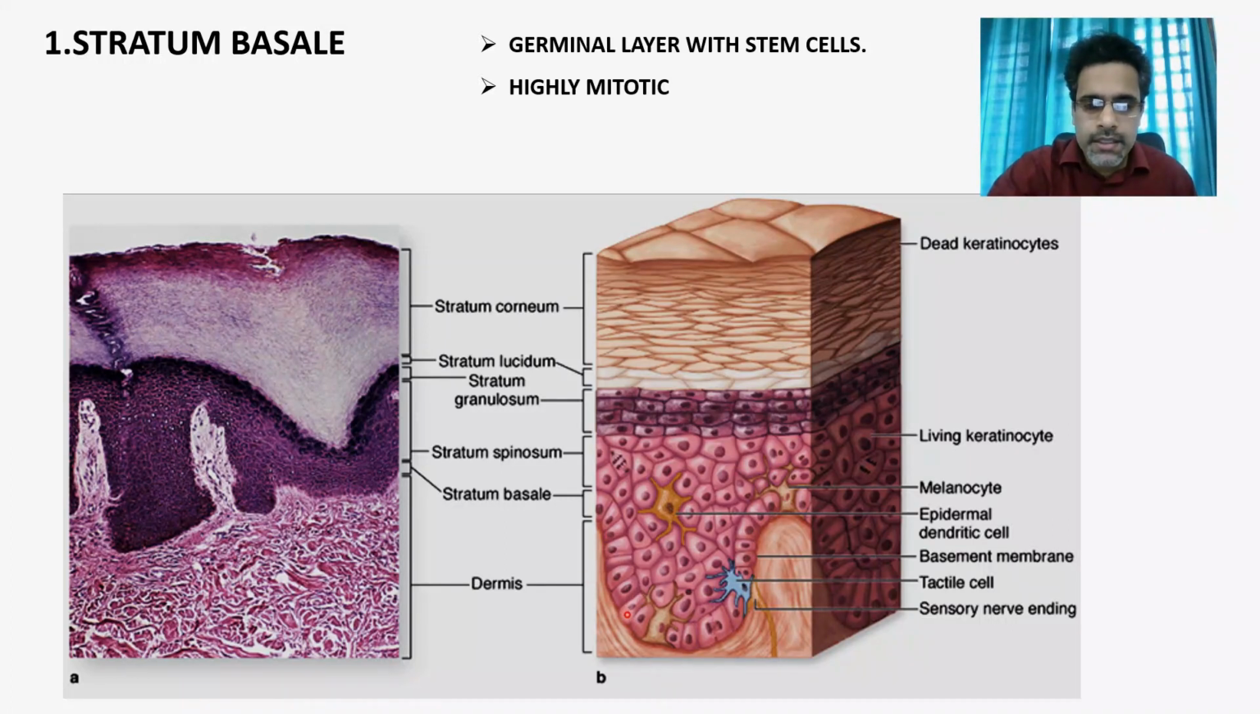And remember, in the stratum basale we can see certain other types of cells. Stratum basale cells are usually keratinocytes, which can secrete keratin and will be filled with keratin. And remember, there are certain other cells like the melanocytes and tactile receptor cells, so different other cells also can be seen. But the majority of the cells are the keratinocytes.